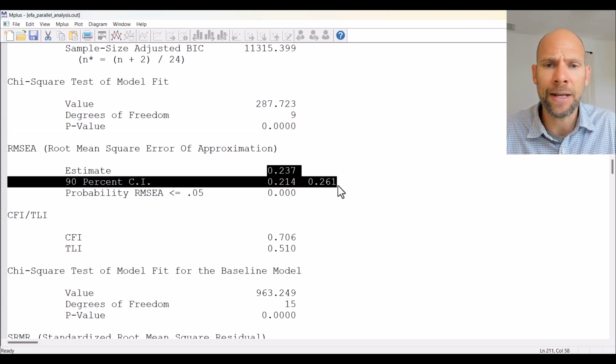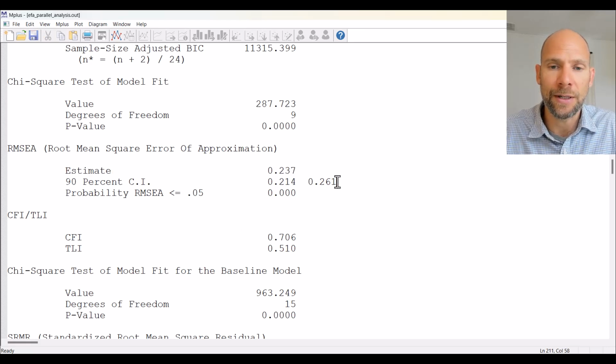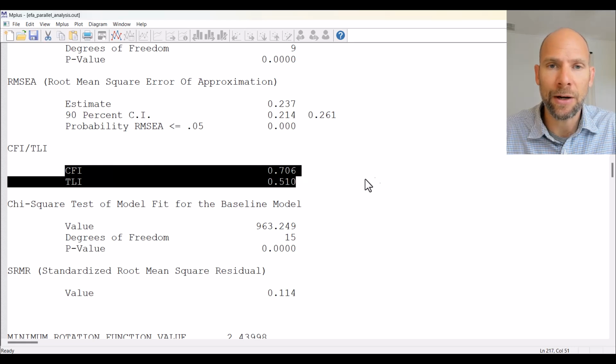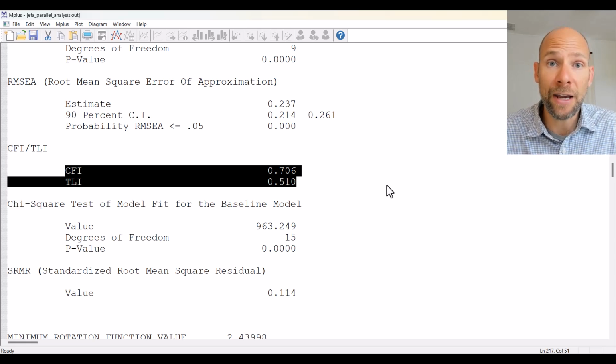This is a very terrible looking RMSEA. The estimate should be 0.05 or smaller for a good model, and then the 90% confidence interval also should be much lower than what it is here. So that looks terrible. Also the CFI and TLI values, which are also commonly used in SEM and CFA, look terrible. They should be above 0.95 for a good model, and they are way lower than that here.